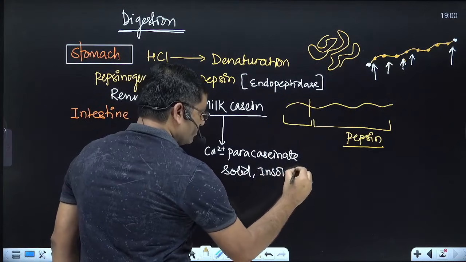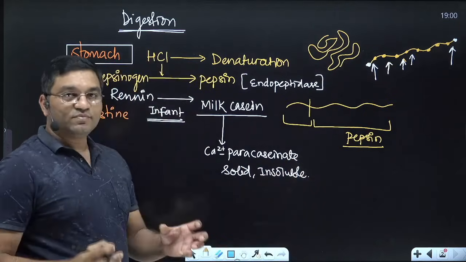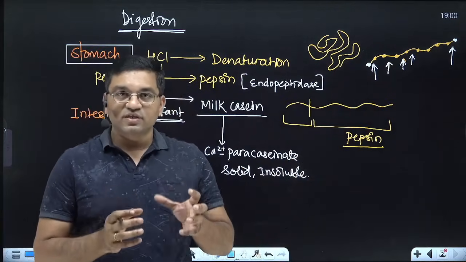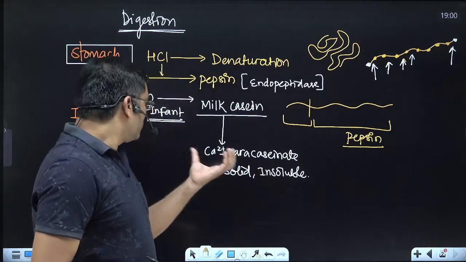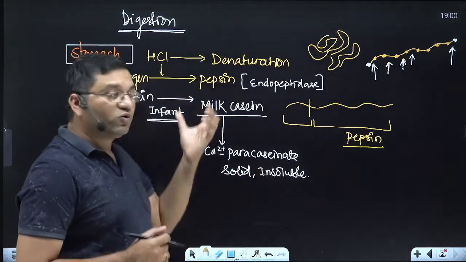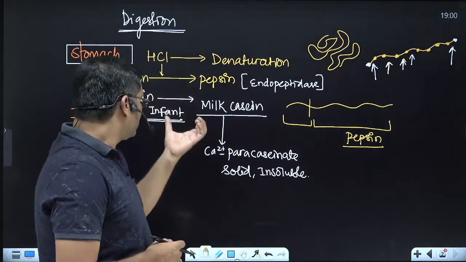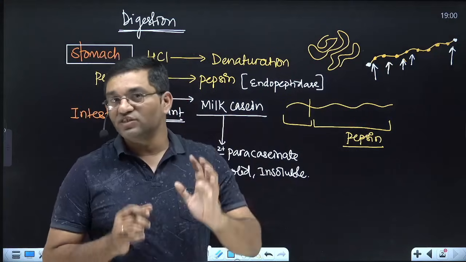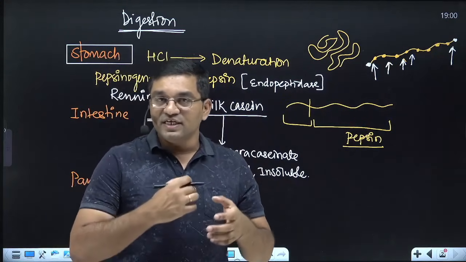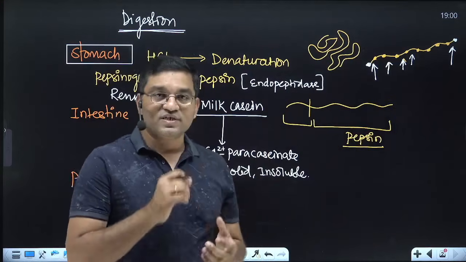Insoluble form, and it takes more time in the stomach. So the action, but then it is acted upon by the pepsin. For milk, the transit time in the stomach is very less. It is cleared up easily. Milk is cleared up easily.